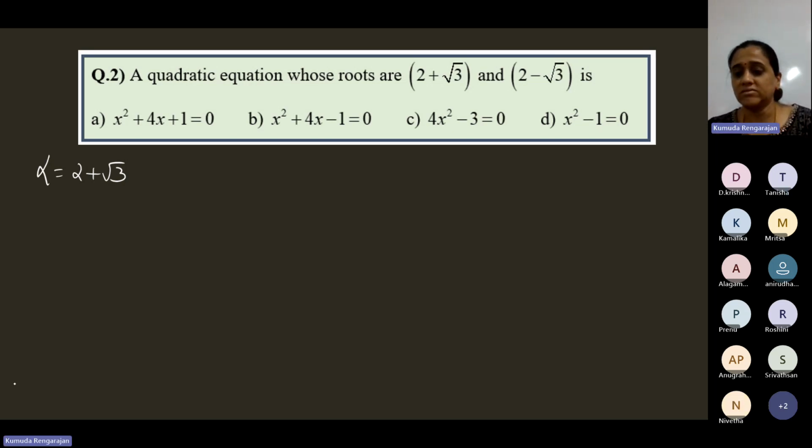Ma'am, there is a printing mistake in the question paper, ma'am. Tell me when that particular question is on the screen. These options are not correct, ma'am. We should find the answer. Oh, none of these options are true, is it? Yes, ma'am. Okay, fine. Thank you for that.